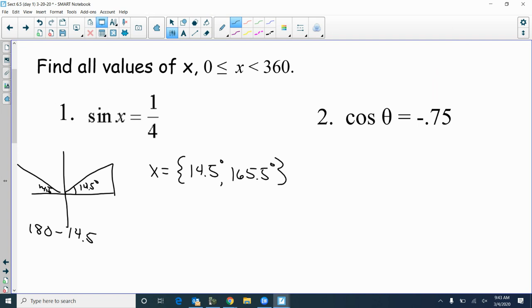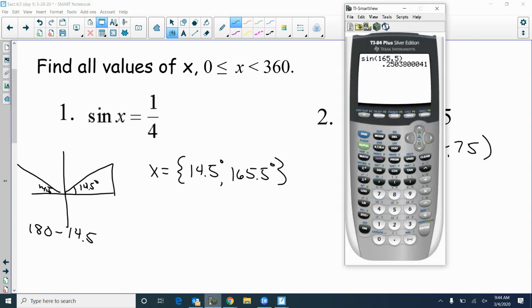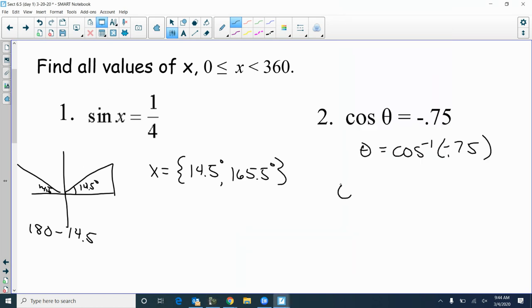All right, cosine of theta equals negative 0.75. Hit inverse cosine of negative 0.75 and see what angle we get back. So here's what's going on. The angle equals the inverse cosine of negative 0.75. That's 138.6 degrees, so that's my one answer. So theta equals 138.6 degrees.